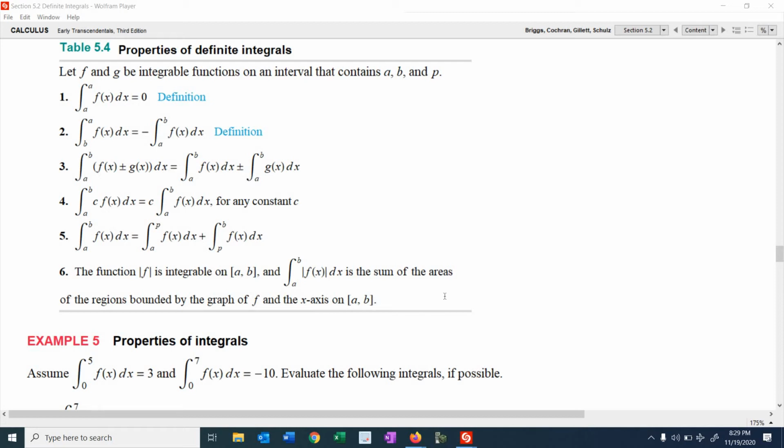So essentially, when you take the absolute value of f, any part of the function that goes below the x-axis is now above the x-axis. And so instead of getting negative contributions because the function's below the x-axis, you're now getting positive contributions. And so essentially, this is a way for us to find the area that's trapped between a function and the x-axis starting at a and ending at b.